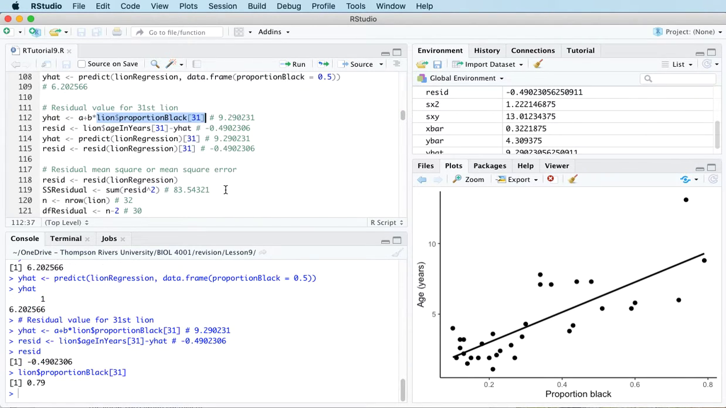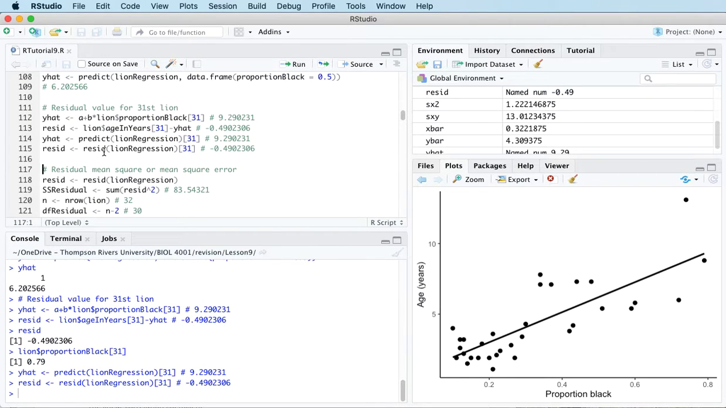Just got to highlight the right piece. So it's 0.79. So yeah, it's this line here. So we can see that that is a negative residual because the point is below the line, and it's minus 0.49 that it comes to. The other way of doing it, we could use the predict function again to get the prediction, but we could also use the resid function to calculate the residual directly.